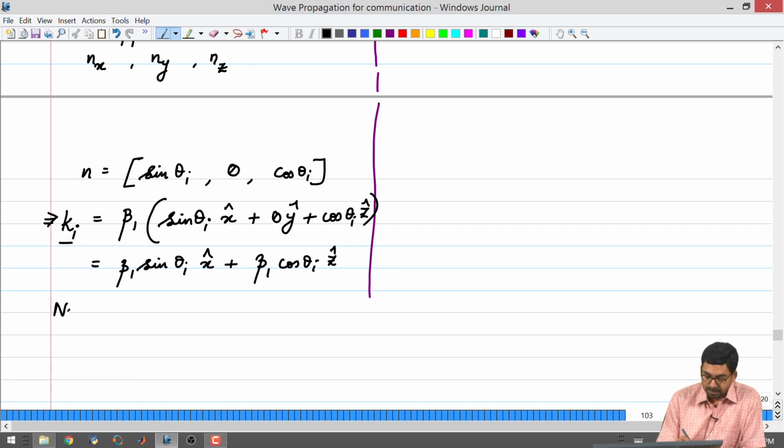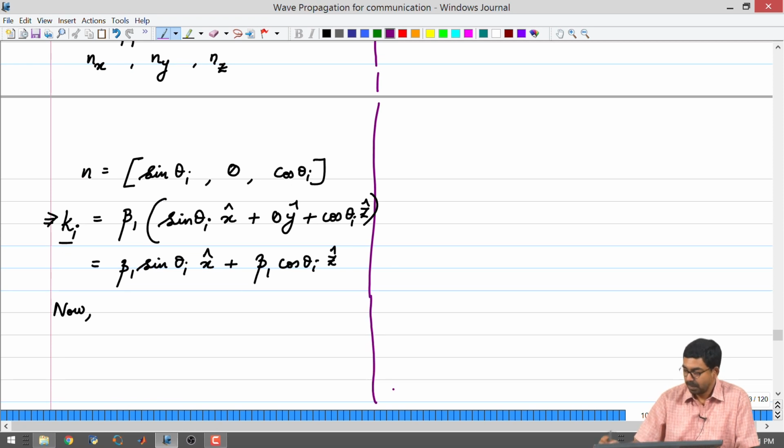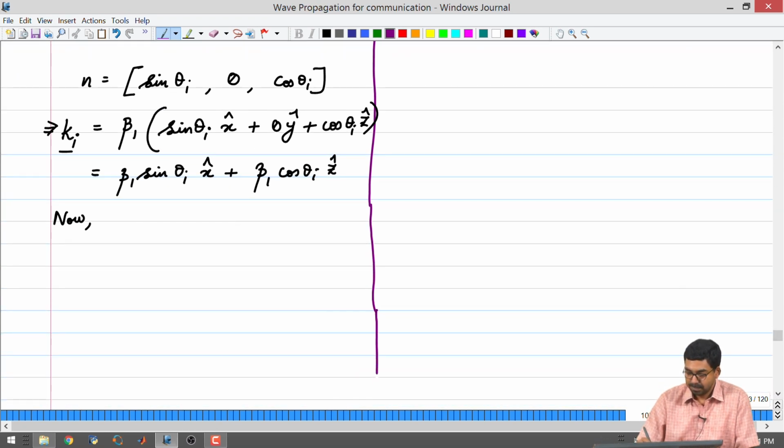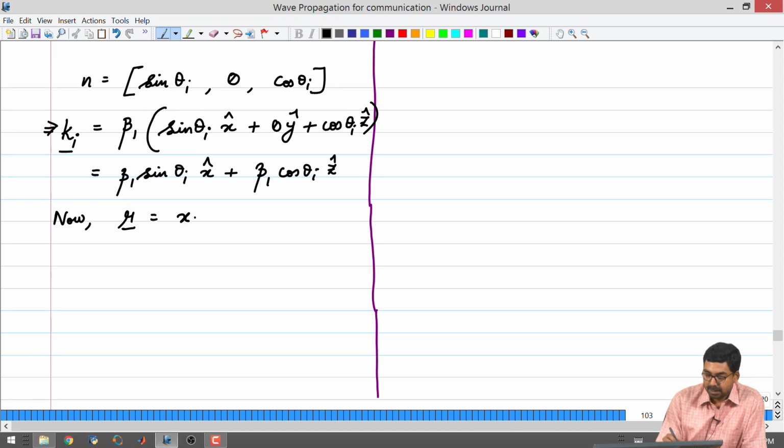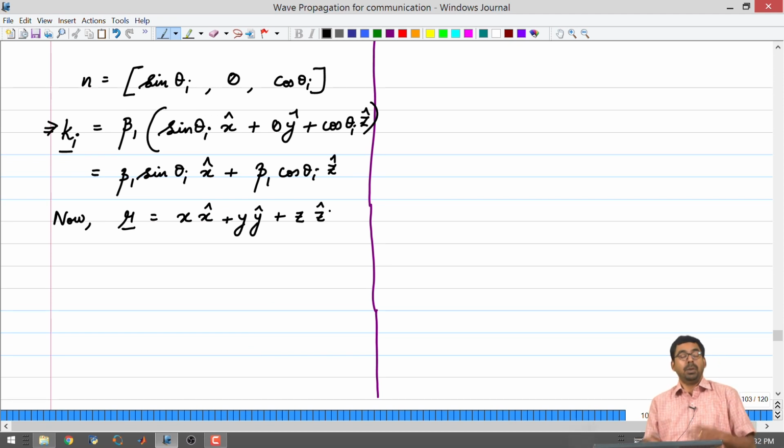Now, what we can do is denote the position vector to any point x by x in the unit direction x hat plus y in the unit direction y hat plus z in the unit vector direction z hat. So, it has the coordinates x, y and z. X, y and z could be anything, it is just a position vector. We need to find the dot product of k I and r.